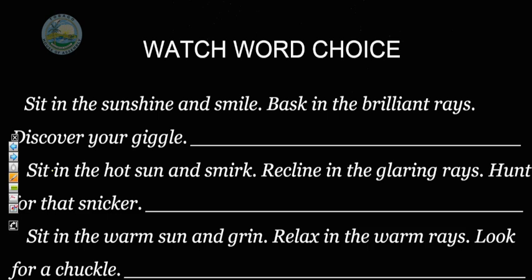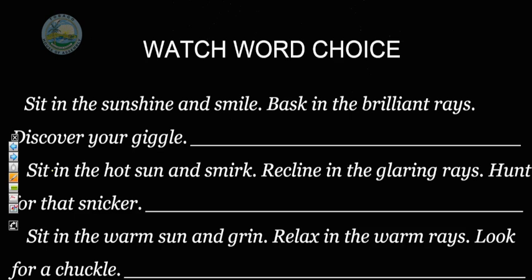Sit in the sun and smirk. Now, a smirk is a type of smile, but it's a more playful kind of smile. You recline in the glaring sun, hunt for that snicker. And even the use of the word hunt there, I think of like a treasure hunt and a playfulness. And the last one says, sit in the warm sun and grin. Relax in the warm rays. Look for a chuckle, almost as if you may not be able to find it, but see if you can find a reason to laugh.